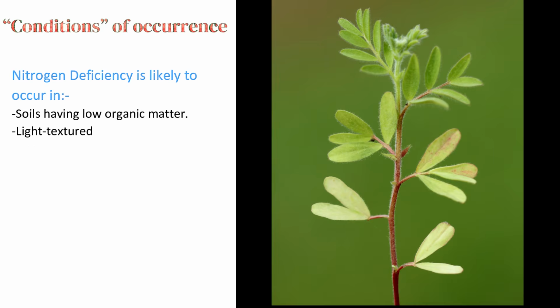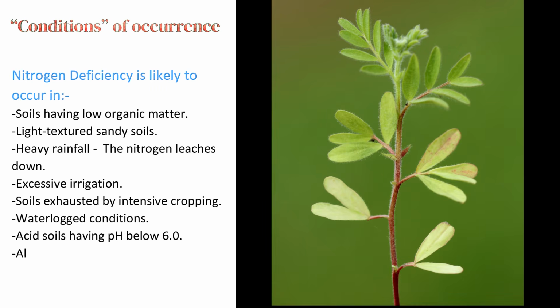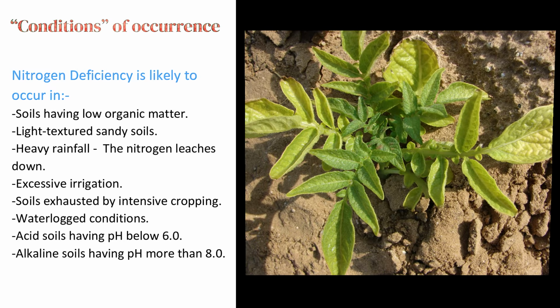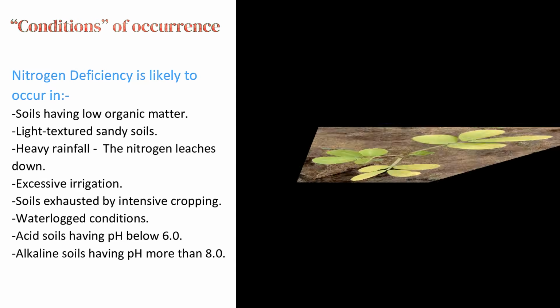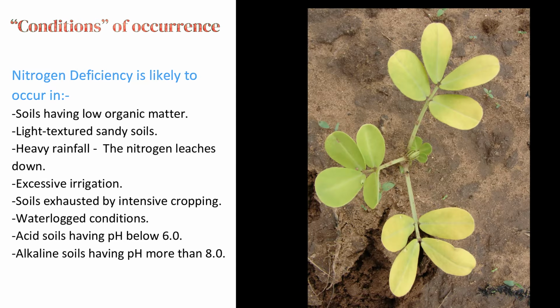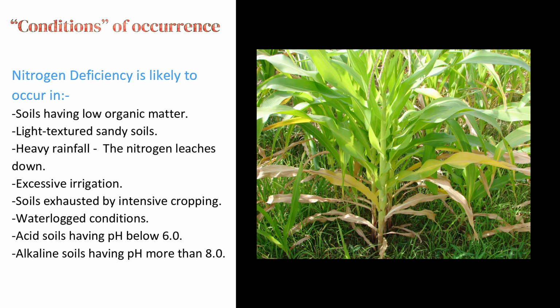Conditions of occurrence. A plant nutrition expert has to observe in the field in what conditions the nitrogen deficiency may occur. These possible conditions are soils having low organic matter, light textured sandy soils that have been leached, heavy rains. In heavy and regular rains, the nitrogen leaches down. Excess irrigation.